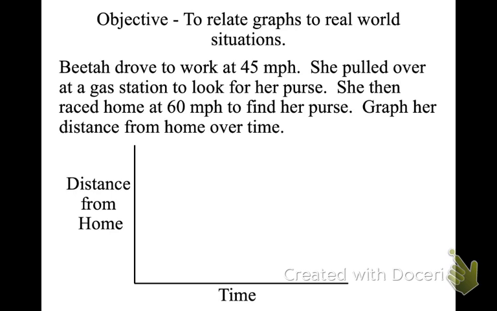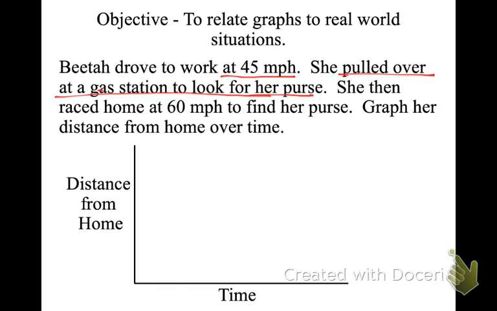Beta drives to work at 45 miles per hour. The second thing she does, she pulls over at a gas station for her purse. So she pulls over, right? And then the third thing she does, she then raced home at 60 miles an hour to find her purse. What would this look like on my graph?